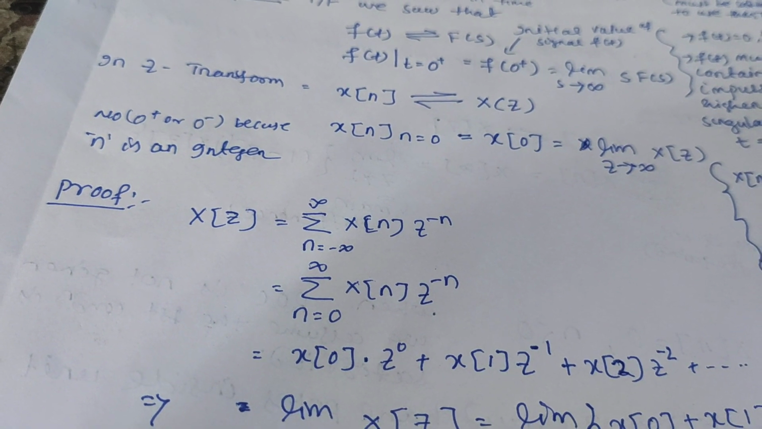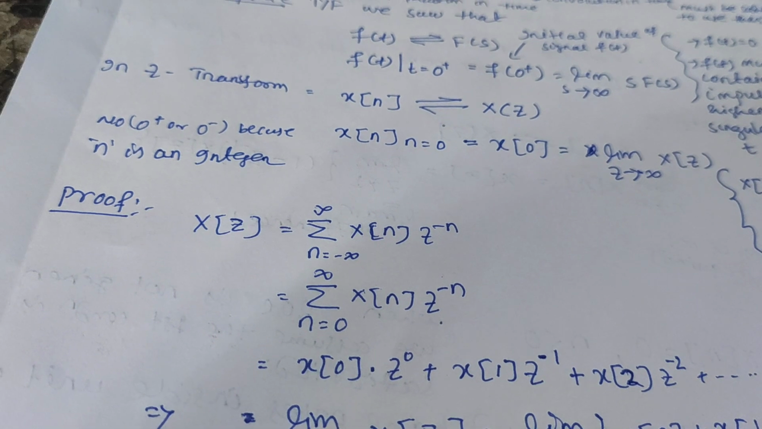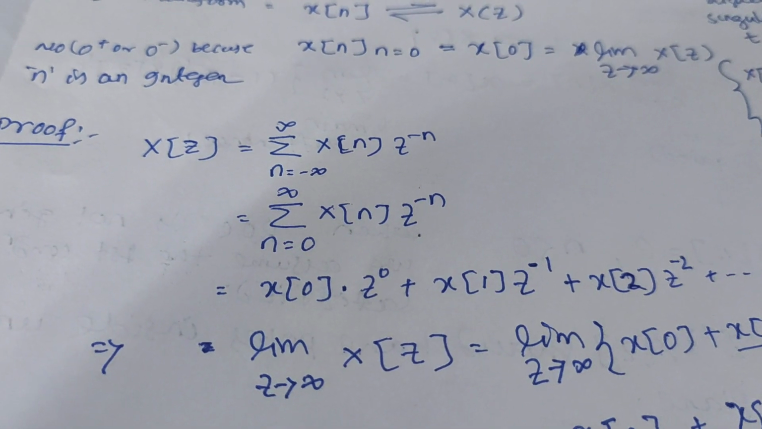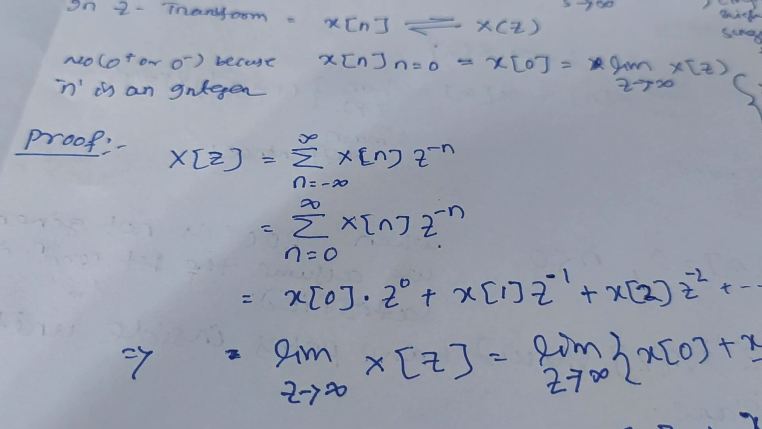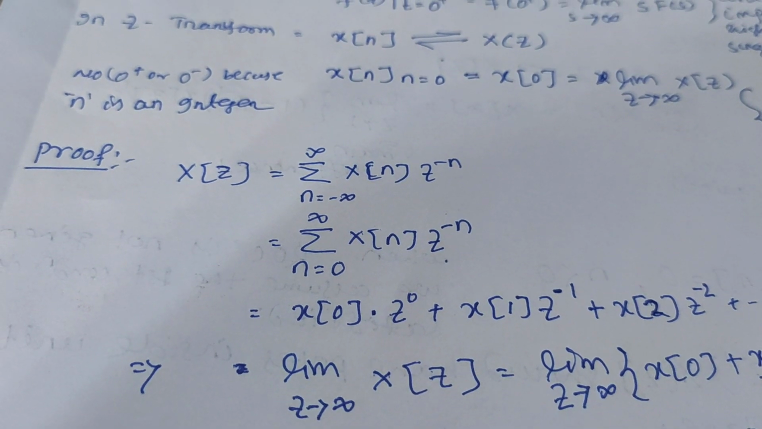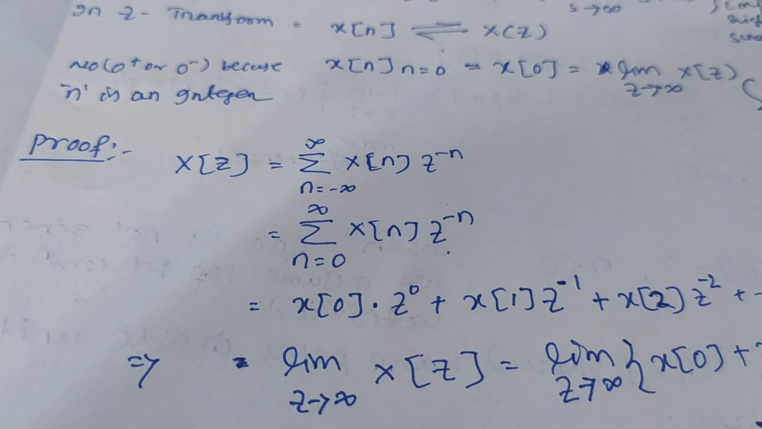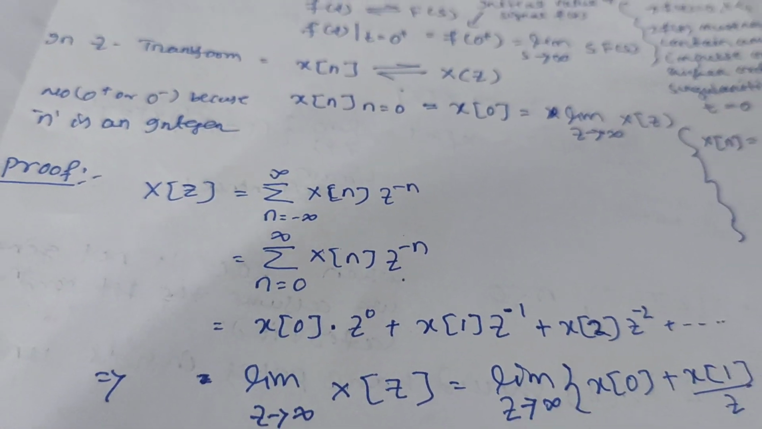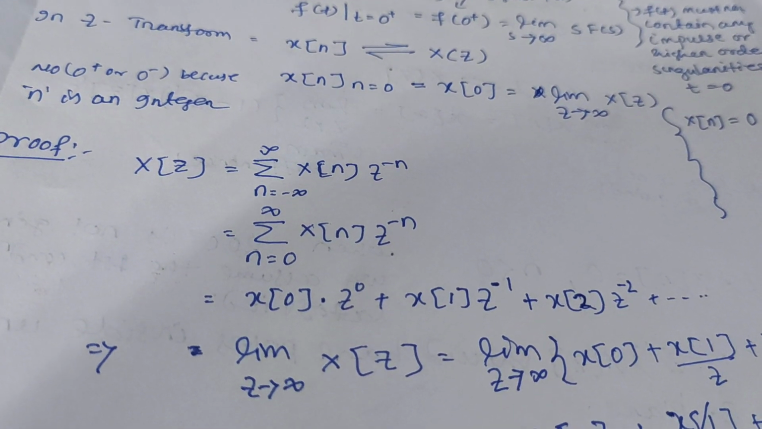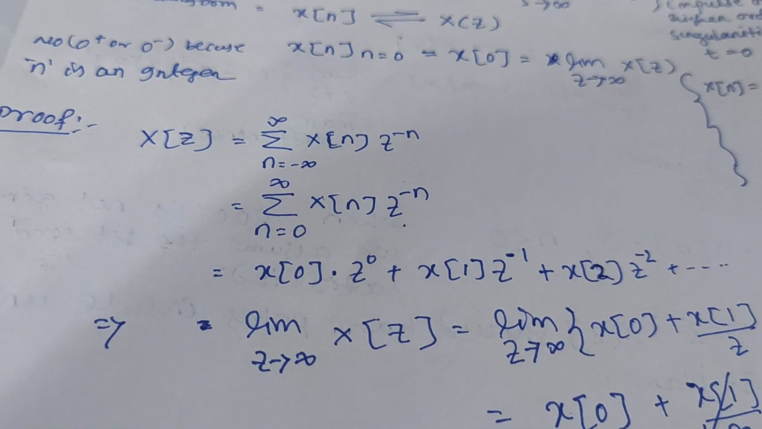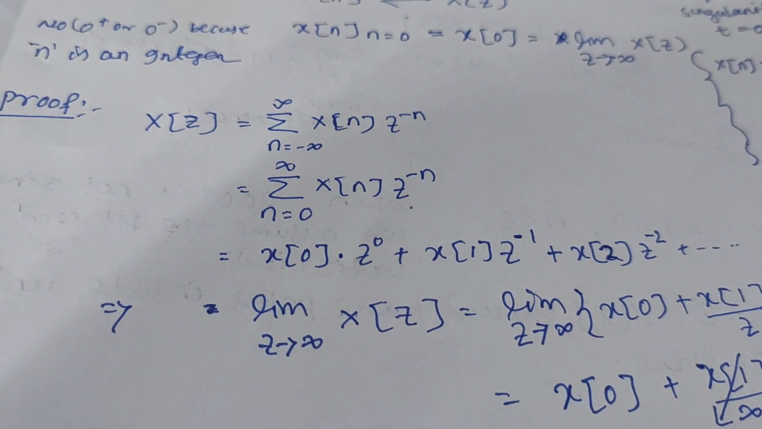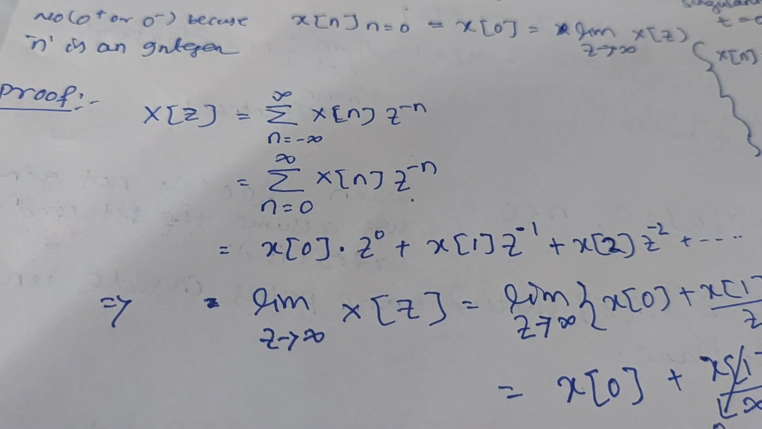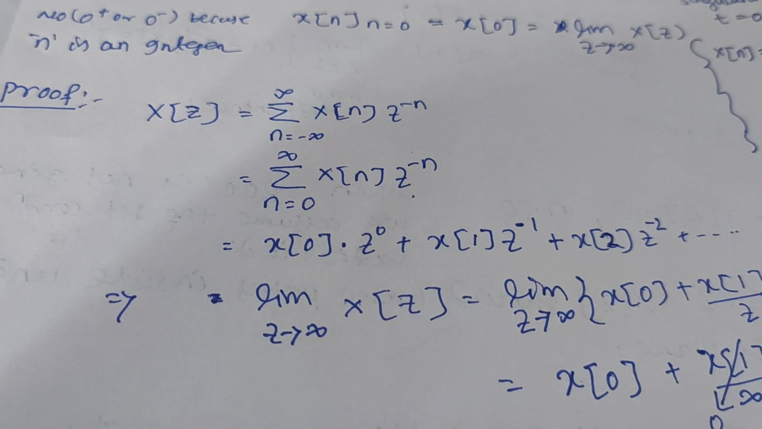Now we are going to discuss the proof of this initial value theorem, that is, how x of n at n equal to 0 becomes x of 0, by finding the limit as z tends to infinity of X of z. For this purpose, let us take X of z as the summation from n equal to minus infinity to infinity of x of n z to the power minus n. We know that x of n is 0 when n is less than 0, so there is no need to take the summation from minus infinity to infinity. Instead, we take it from 0 to infinity.